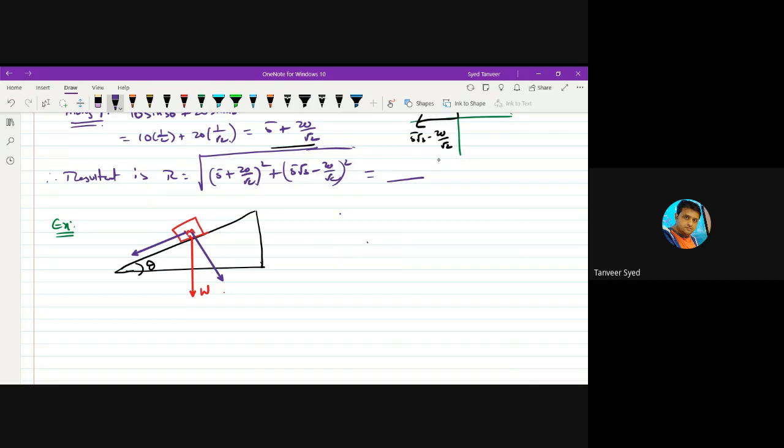A vector W is acting vertically downward. Then I can resolve this vector into two components, one along the incline, another perpendicular to the incline. And if you use geometry, if you are given that this angle is theta, then this angle will be theta. If this is theta, the two components will be, this component will be W cos theta, because the one which is attached to the angle will be cos always. And the other component, this component is W sin theta.